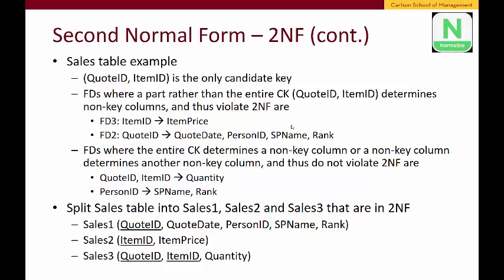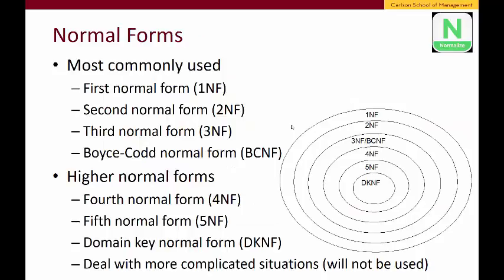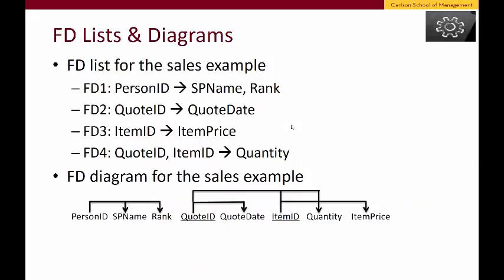Quote ID is the only CK, and it determines the remaining 4 non-key columns listed. FD3 becomes sales 2 table for the same reason. FD4 translates into sales table 3, where the original compound CK is needed to determine a single non-key column, quantity. So FD4 was shown here. And that's basically the associative table, really.